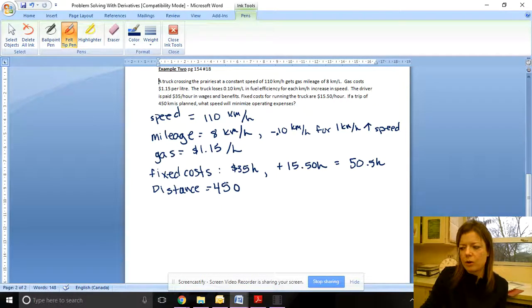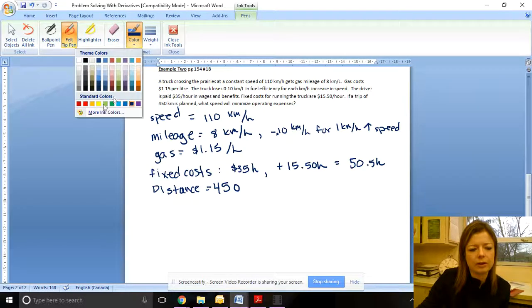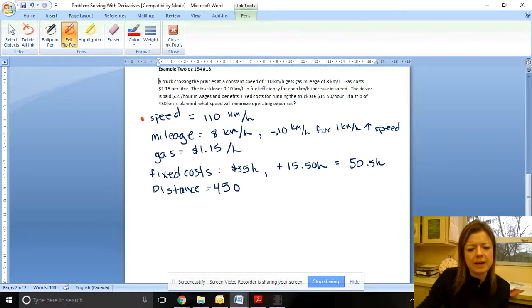Okay, so we have to think about what is affecting all of this. So what is changing? So our speed might be changing. Our mileage is changing. Okay, the gas price will not change, but the amount of liters we need will change. And our fixed costs don't change, but the amount of hours we need to actually operate and go this distance of 450 will change. This distance of 450 is not changing. So what affects everything? What affects everything is the change in the speed. Okay, so that is what you have to get your mind to wrap around.